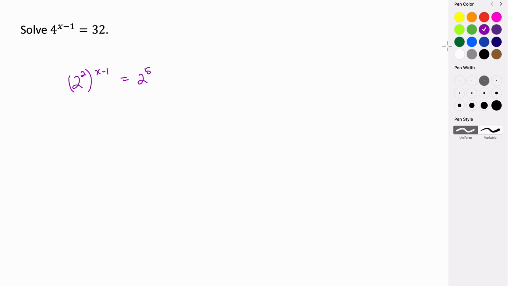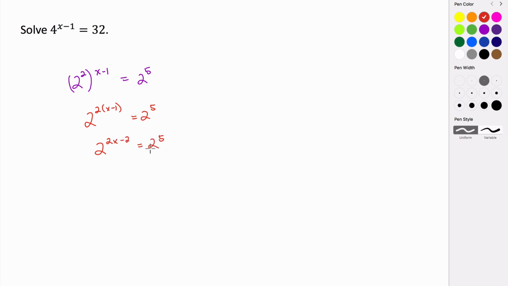Now, if you recall from the laws of exponents, when you have a power raised to a power, then the exponents get multiplied. So this is 2 to the 2 times x minus 1 equals 2 to the fifth. So this, if we distribute through, gives us 2 to the 2x minus 2 equals 2 to the fifth.